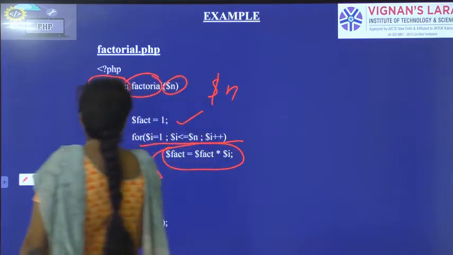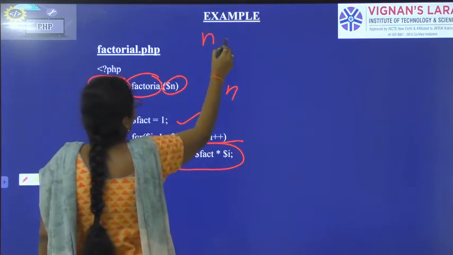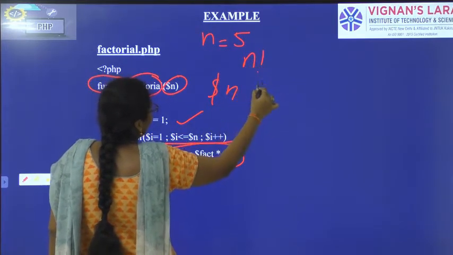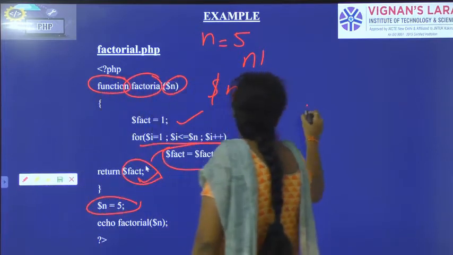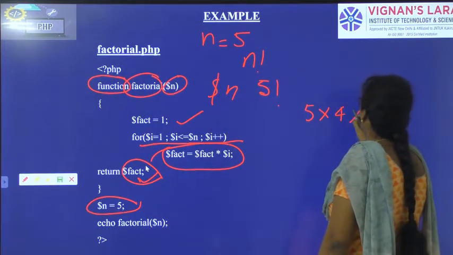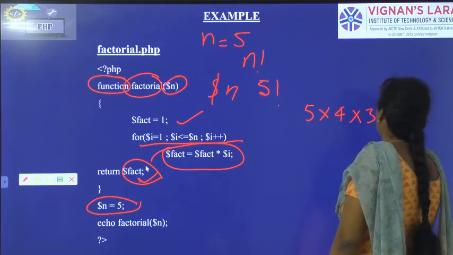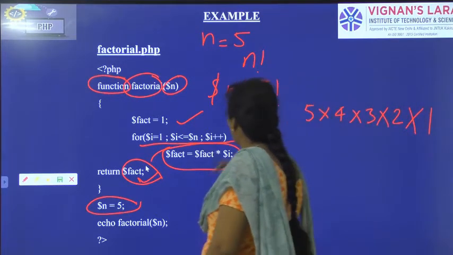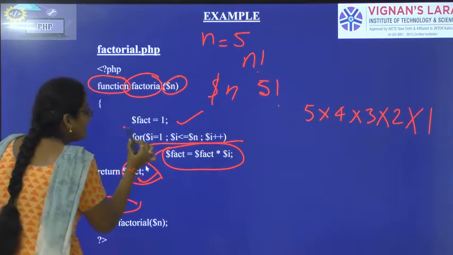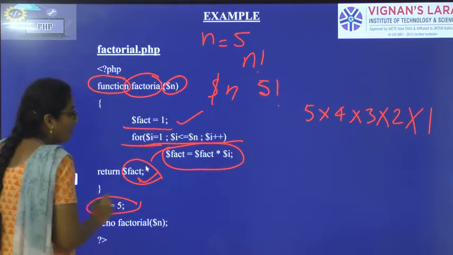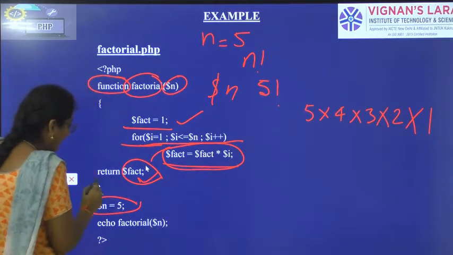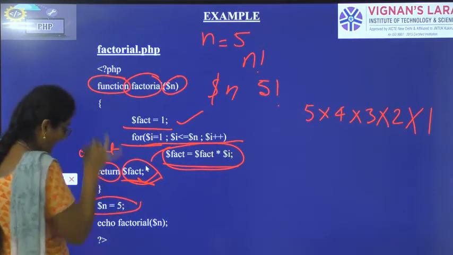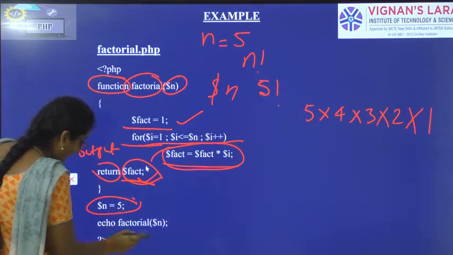So the n value is 5. I have taken the n value as 5 and I want to find the factorial of n. N factorial means 5 factorial, which means 5 into 5 minus 1 which is 4, into 4 minus 1 which is 3, into 3 minus 1 which is 2, into 2 minus 1 which is 1. This will be the formula. So initializing fact to 1, writing the for loop and the factorial formula. The return statement is used for output, returning the fact. All these are the same.